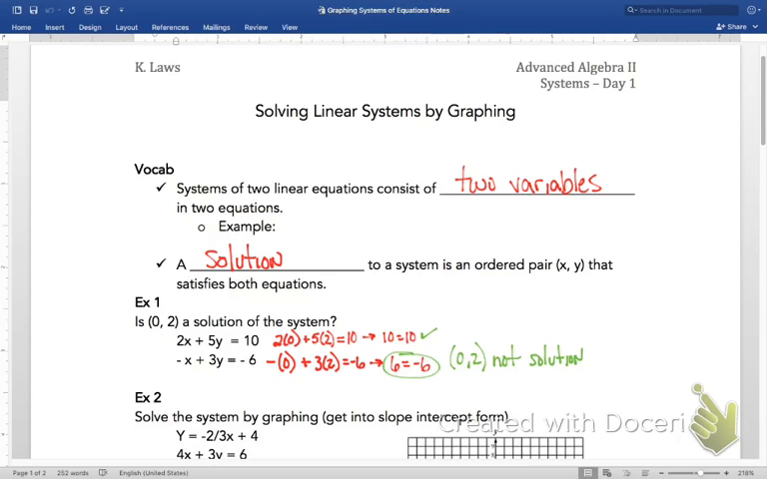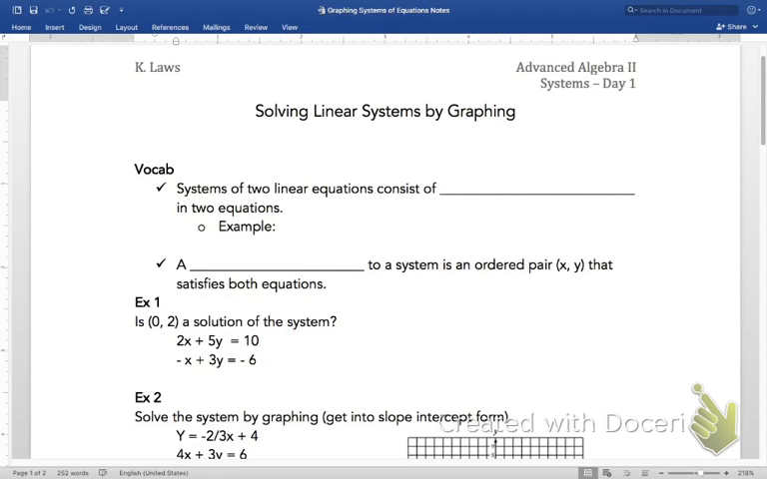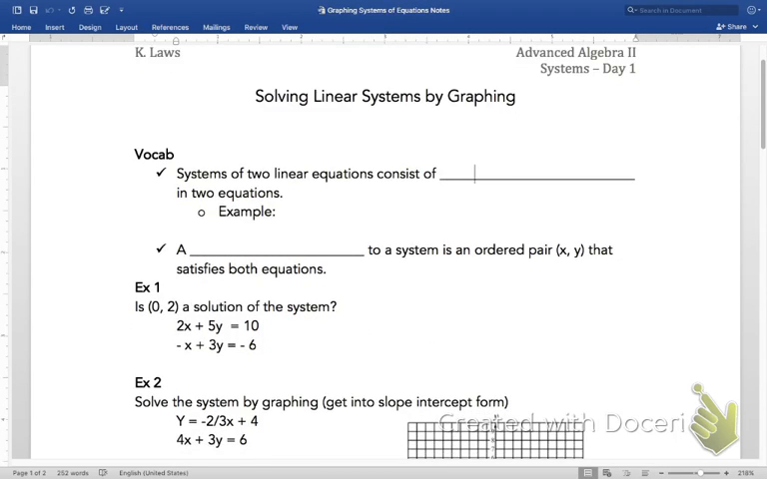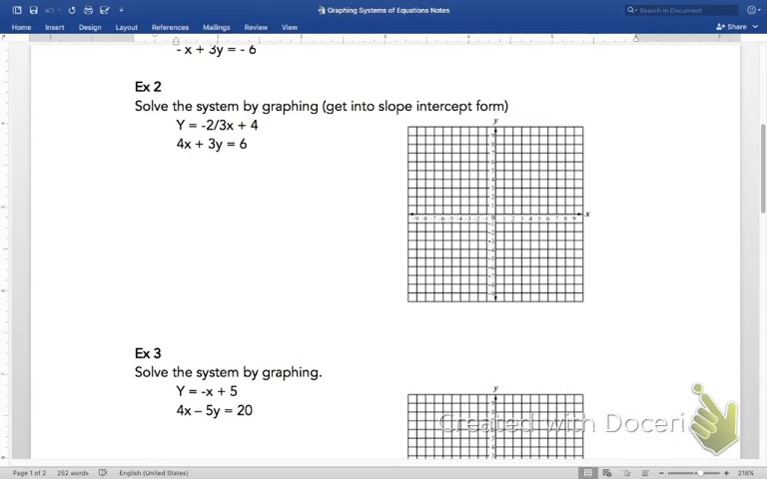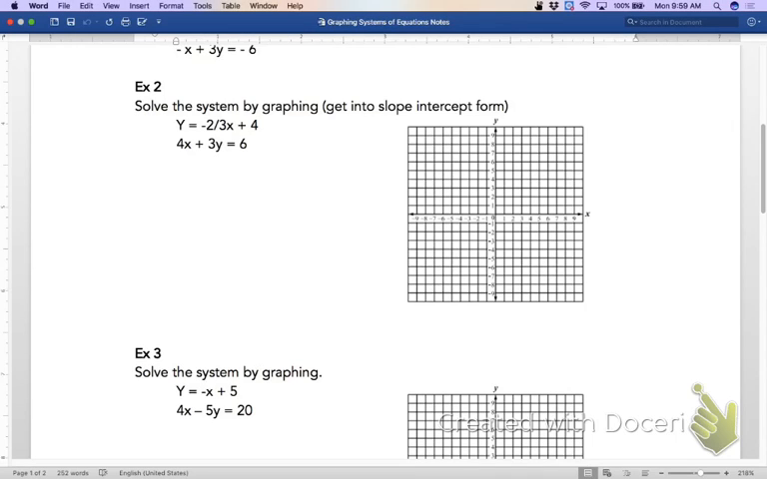So then whenever we graph it, which is everything that we're doing today, you're going to solve the system by graphing. Get it into slope-intercept form. That's going to be the easiest thing to do. So is the first one in slope-intercept form? Yeah. So I have y equals negative 2/3 x plus 4. So I don't have to change anything here.